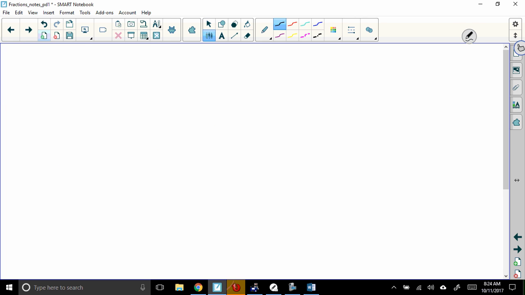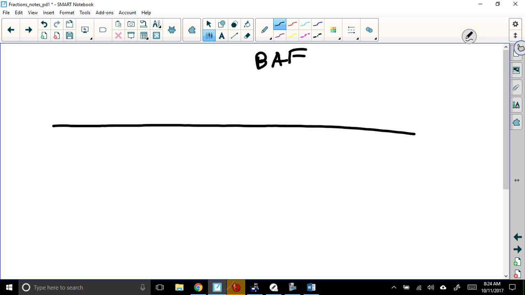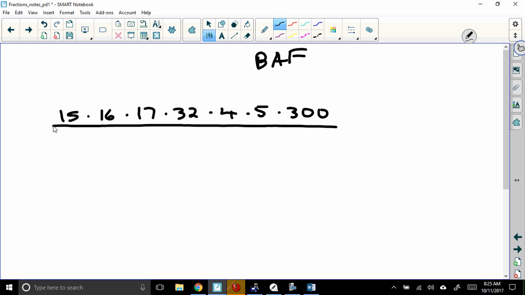Here we go. So suppose we had a big fraction. Suppose we had a really big fraction. When I say big fraction, I mean huge fraction, right? Suppose we have 15 times 16 times 17 times 32 times 4 times 5 times 300, all over 25, 25, 48, 150, 60, 51, and 64.